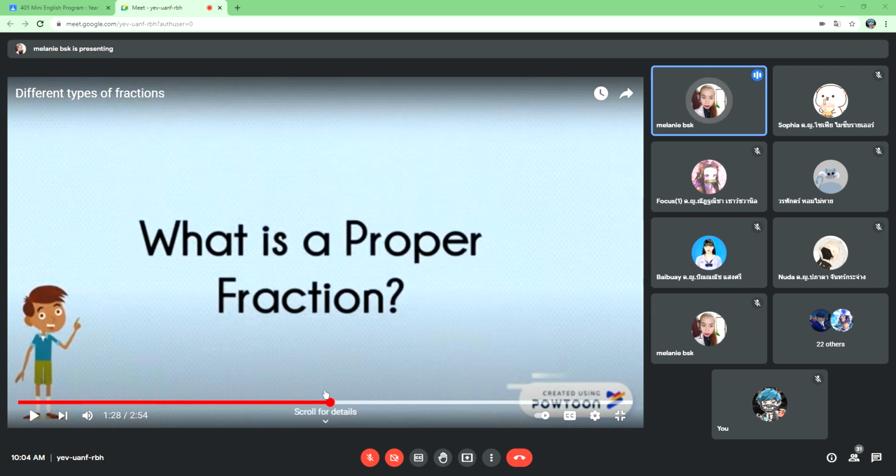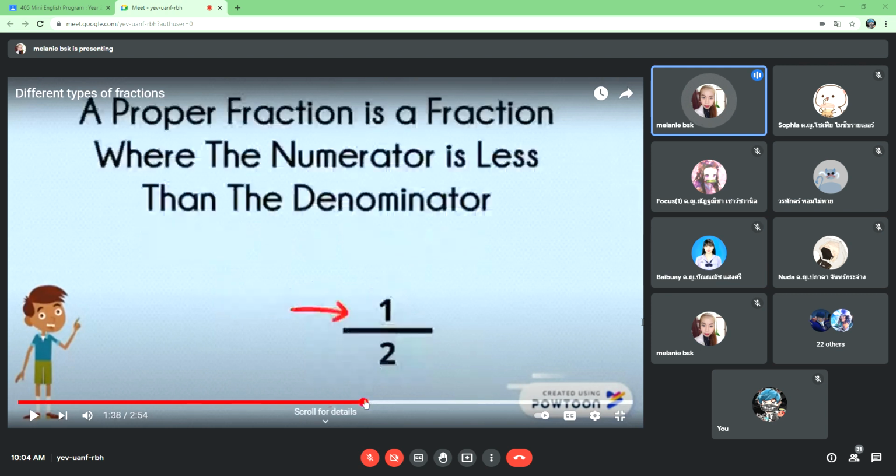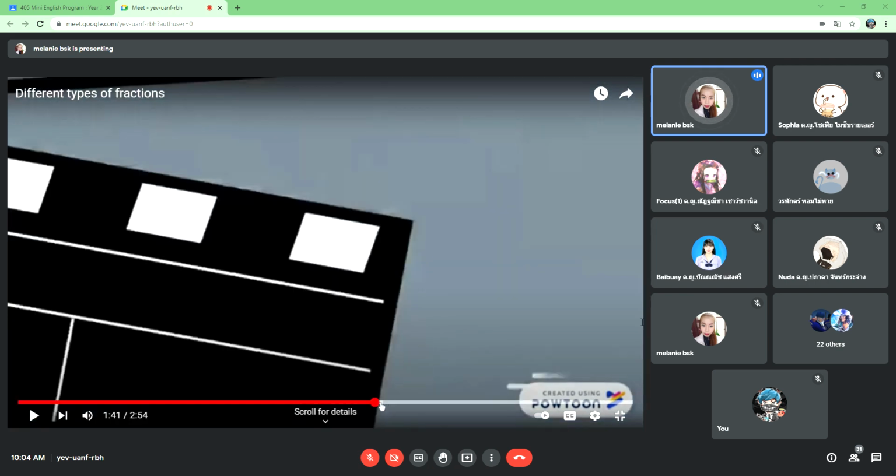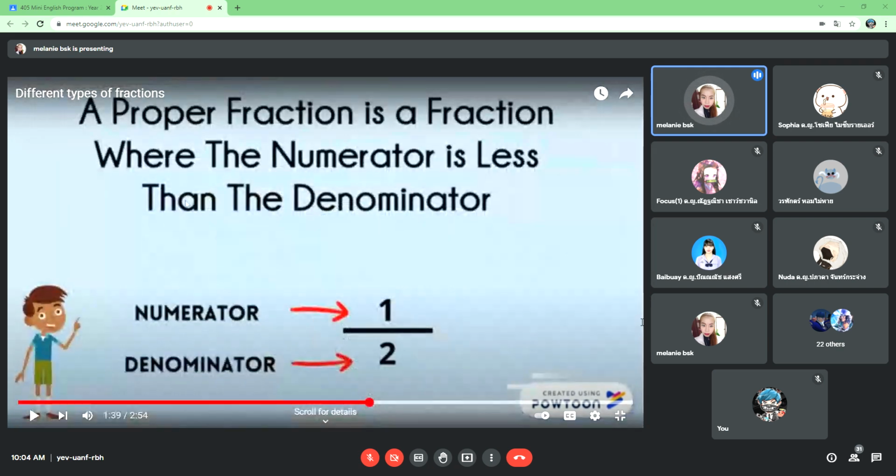A proper fraction is a fraction where the numerator is less than the denominator. So we know that this is the numerator, so 1 is less than 2. Numerator is less than the denominator. This is what I was talking to you about last time. This is the numerator, this is the denominator. 1 is less than 2, so this one is a proper fraction.